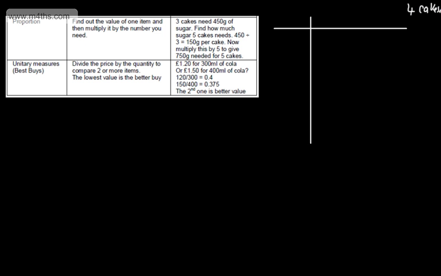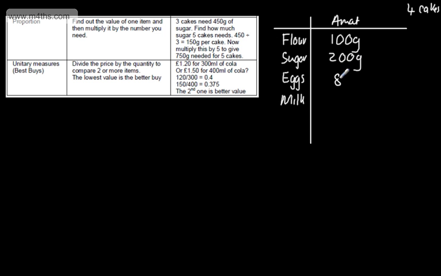So 4 cakes. What I'm going to have then is flour, sugar, eggs, and let's say milk. So this makes 4 cakes. The amount that we need: 100 grams of flour, 200 grams of sugar, 8 eggs, and 40 ml of milk. So this makes the amount for 4 cakes.